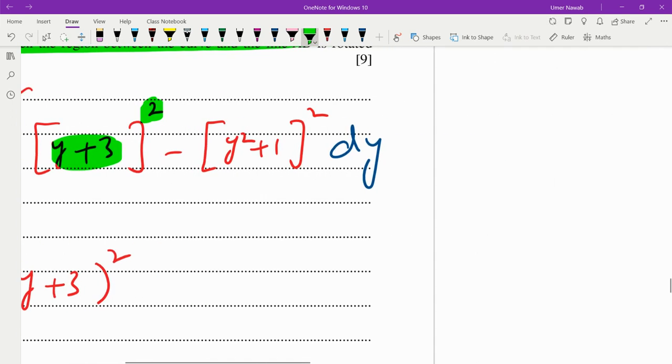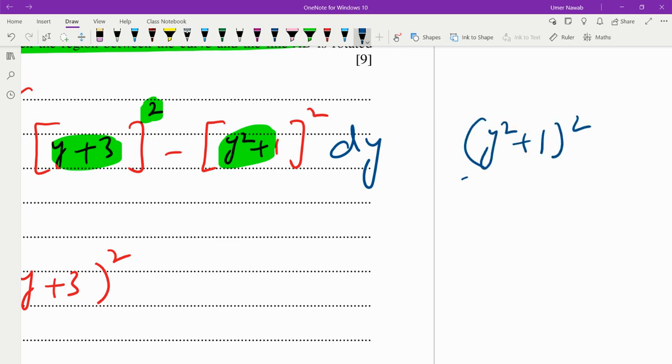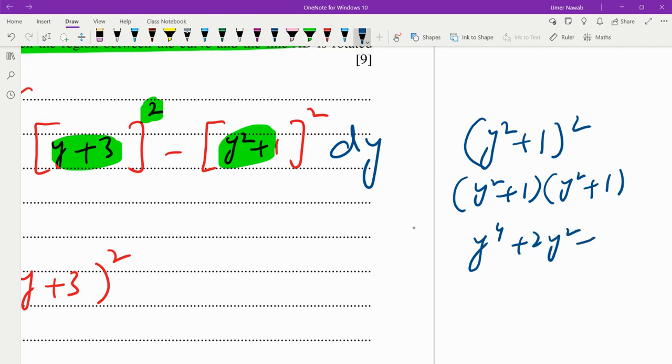This one is not linear. Expansion is required. By hook or crook you have to do the expansion. So do it on the scratch work. y squared plus 1 whole squared. So this bracket is going to multiply 2 times. When I simplify it, guys, I'm going to get y power 4 plus 2y squared plus 1.